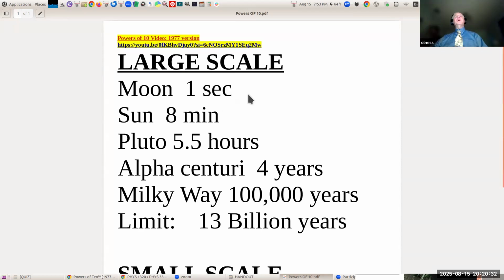So that means if the astronauts were on the moon and said, Houston, we have a problem, it would take 1 second for that information to be communicated to Houston. So we call that distance a light second. It takes light 1 second to go from here to the moon.